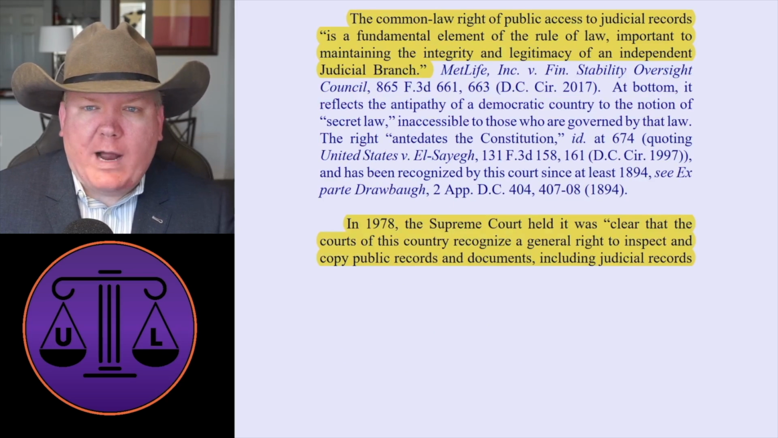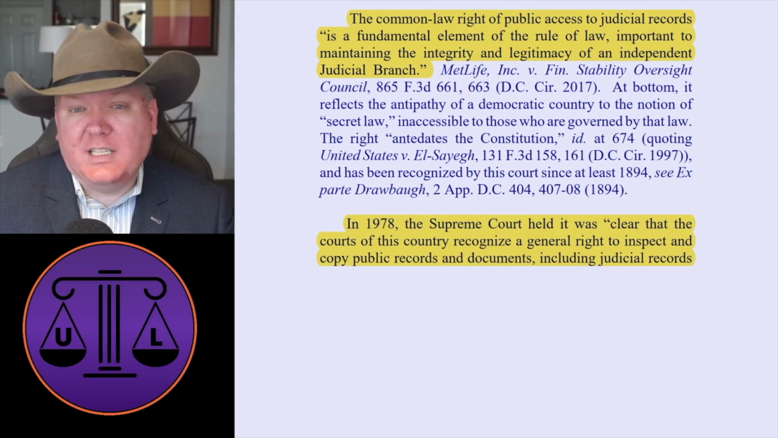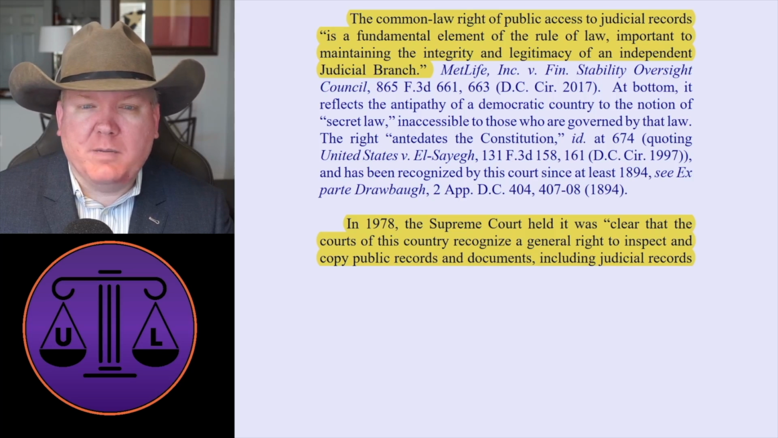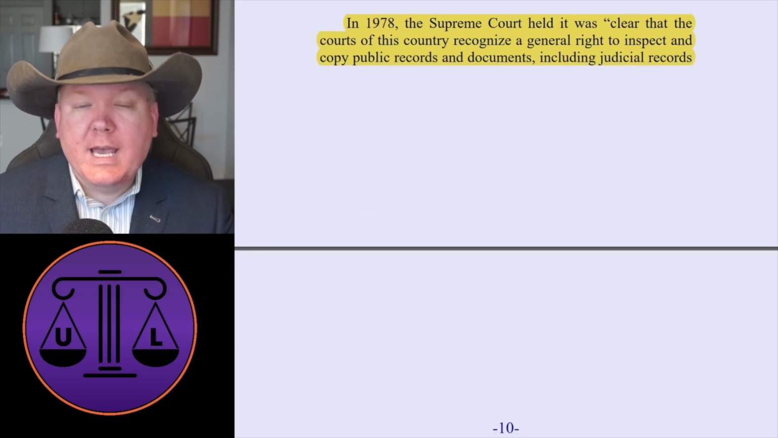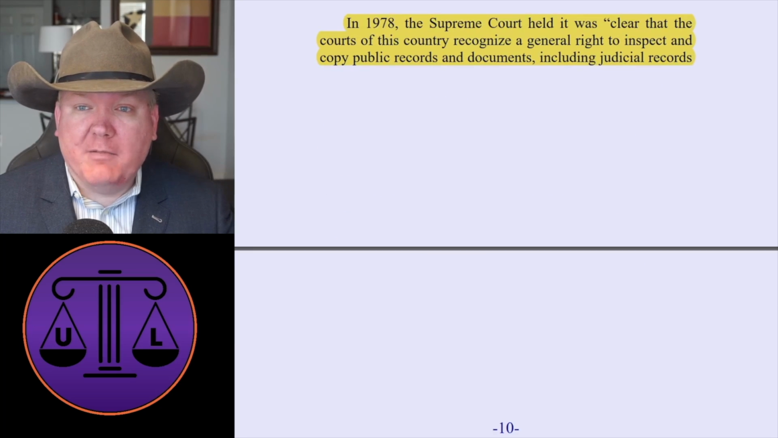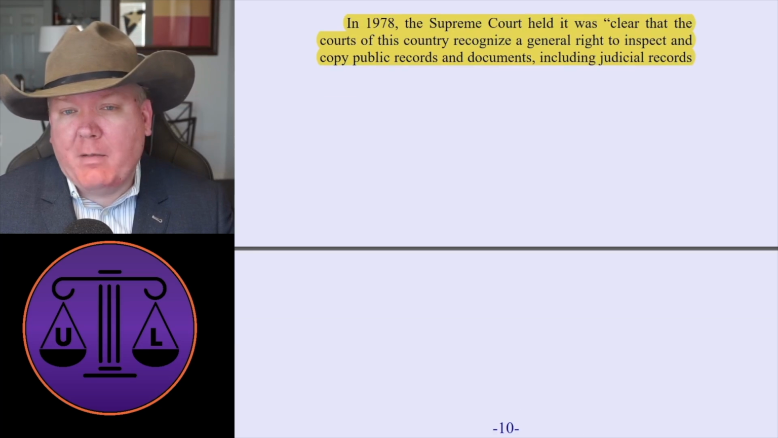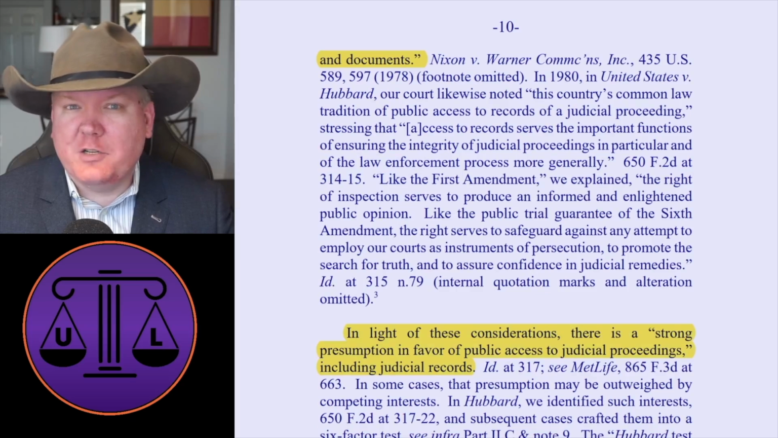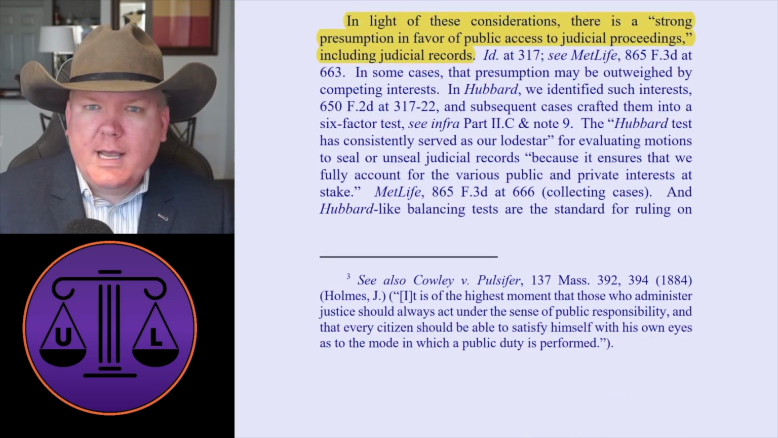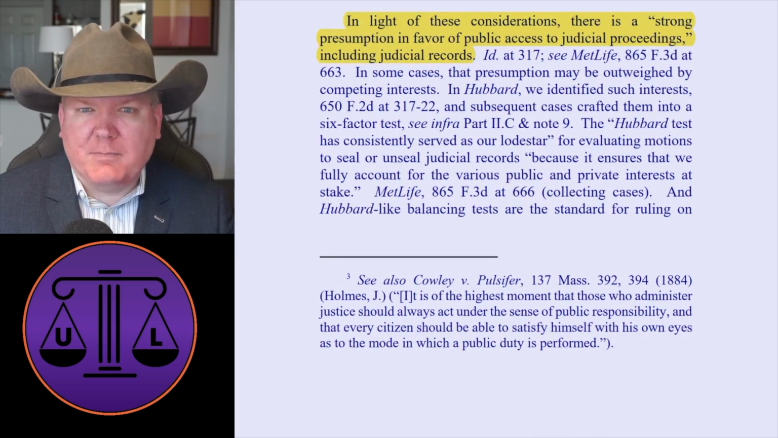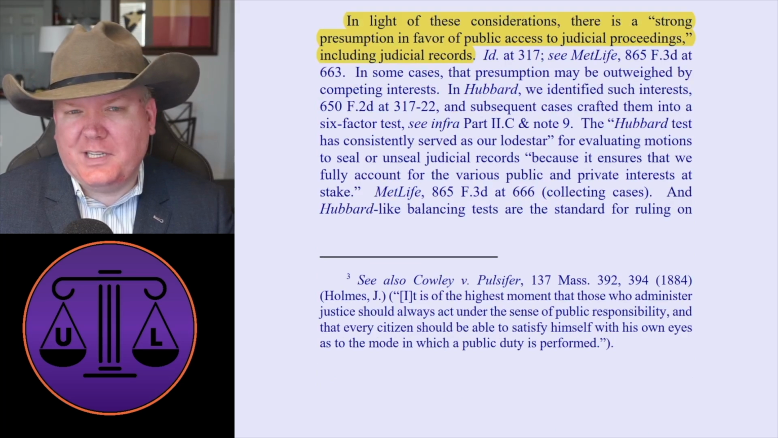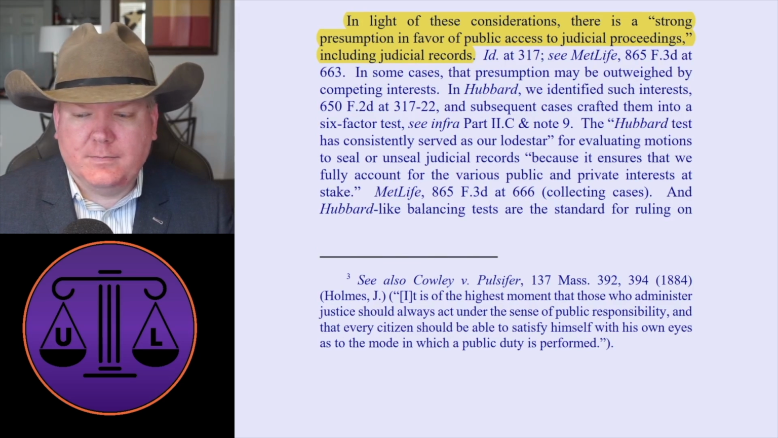The common law right of public access to judicial records is a fundamental element of the rule of law, important to maintaining the integrity and legitimacy of an independent judicial branch. In 1978, the Supreme Court held it was clear that the courts of this country recognized a general right to inspect and copy public records and documents, including judicial records and documents. In light of these considerations, there is a strong presumption in favor of public access to judicial proceedings, including judicial records.